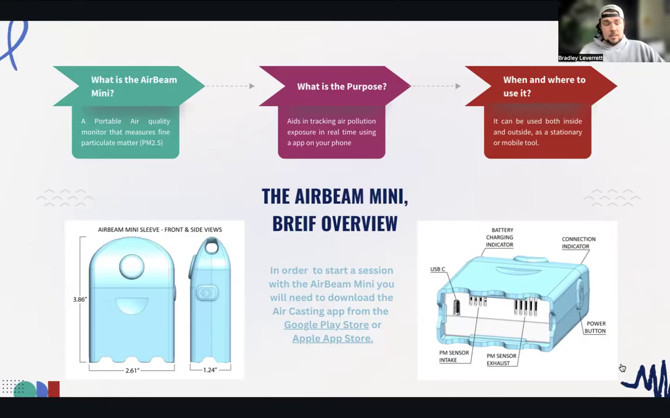The important thing about this is to not block either of those areas, or else you could get incorrect readings, just because that is where it's taking in the air and also where it's allowing the air to exit. So blocking either of those could mess with the actual sensor itself and make its readings off.